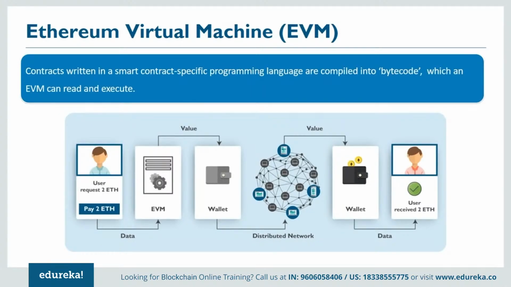Now all of these nodes are actually the miner nodes that execute and verify the transactions and then update the state of the accounts on the Ethereum blockchain. In turn, they're rewarded with ethers for each successful block mining. Now once the transaction is verified and recorded, the user gets 2 ethers in his wallet.